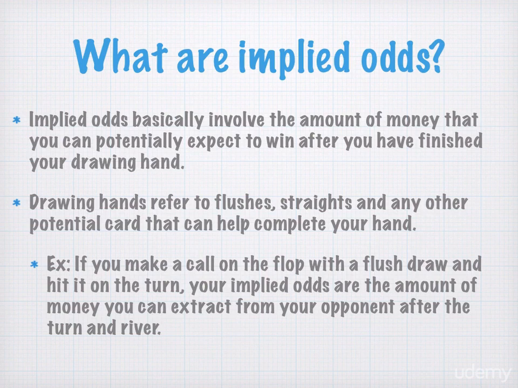But drawing hands are also, by the way, just referring to flushes, straights, and any other potential card that can help you complete your hand. So now this section is going to be all about implied odds. For example, if you make a call on the flop with a flush draw and you hit it on the turn, your implied odds are referring to the amount of money that you can potentially extract from your opponents after the turn and river.